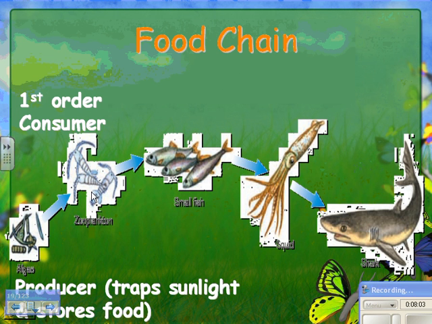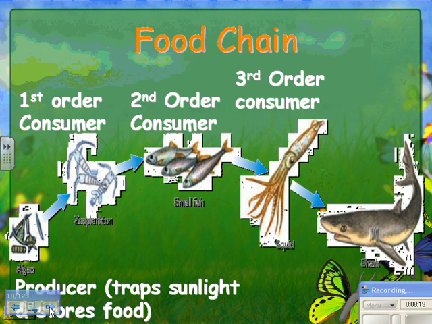The first order consumer is the zooplankton, zoo for animal. The small fish are the second order consumer. So we're at the third stage, but it's the second order consumer because the first order consumer is eating the producer.